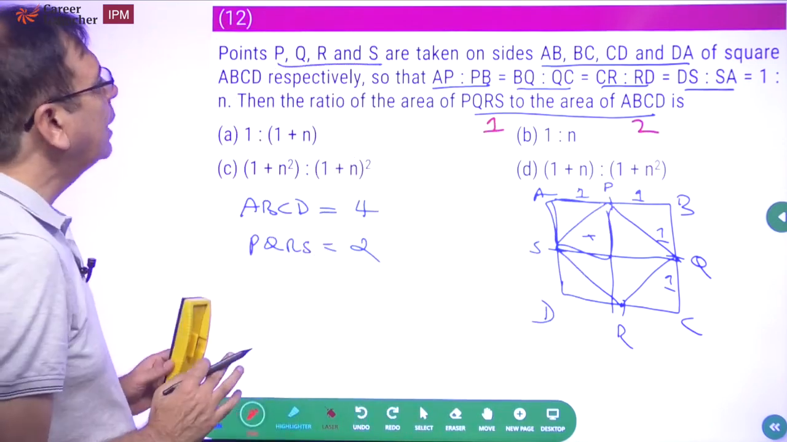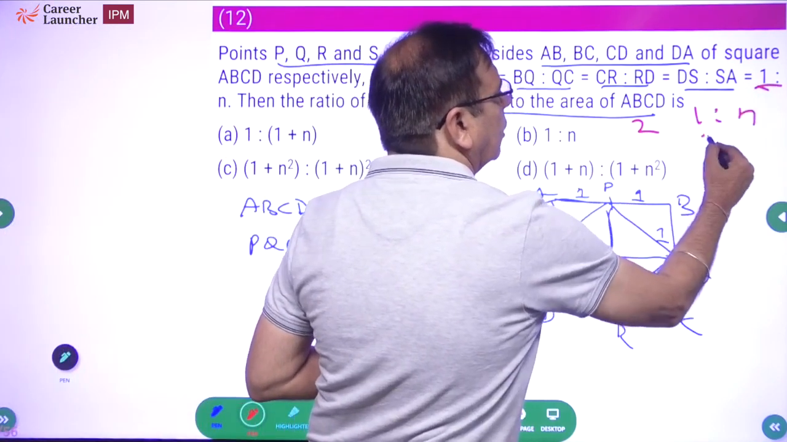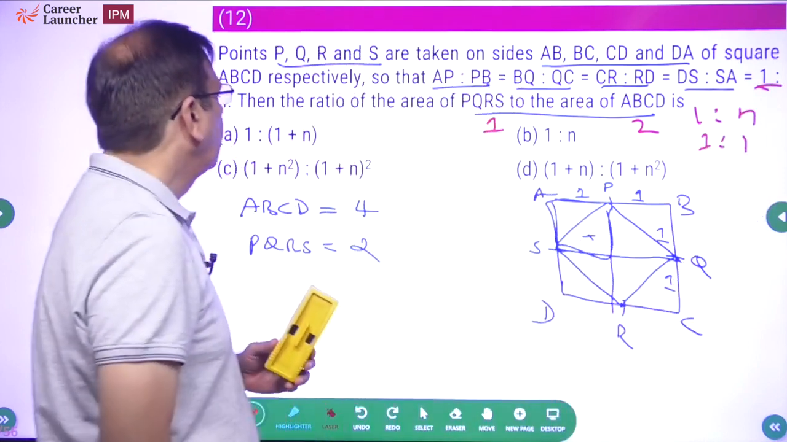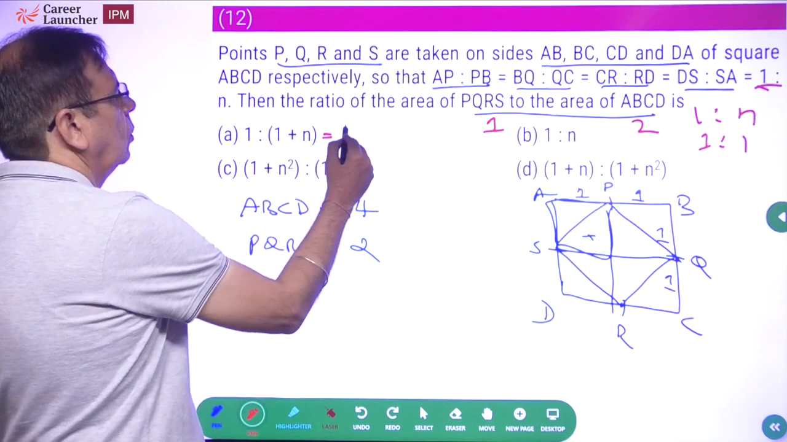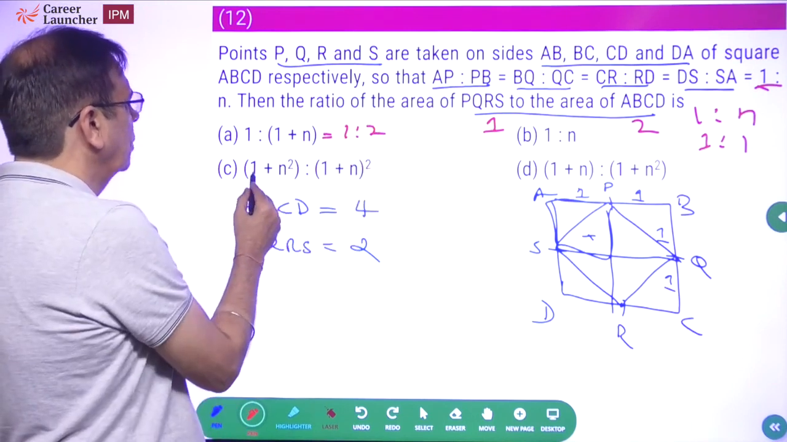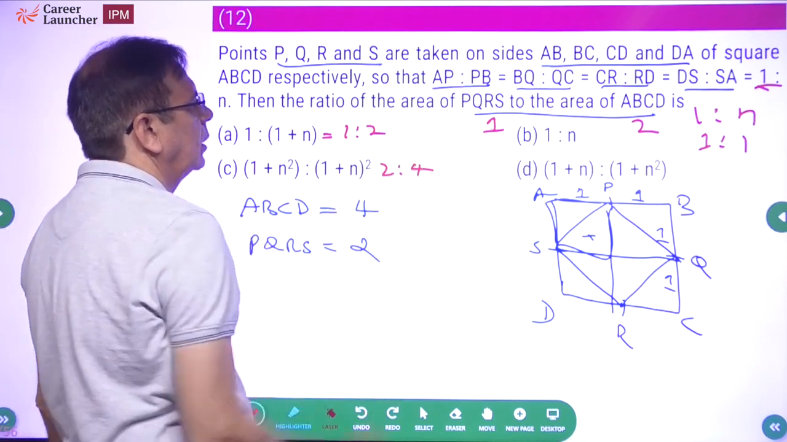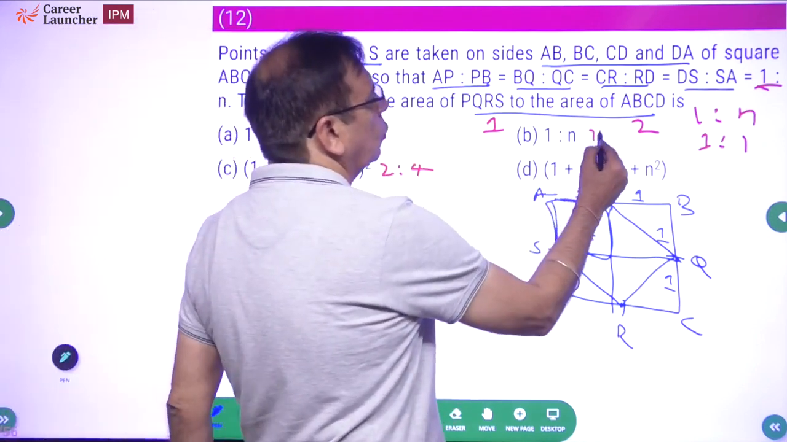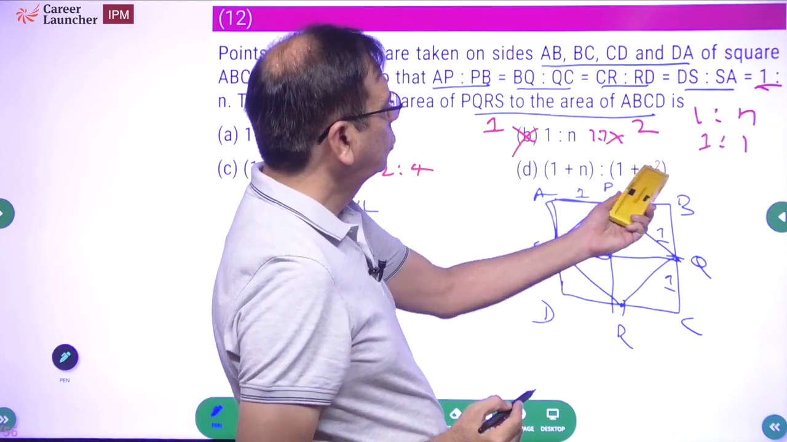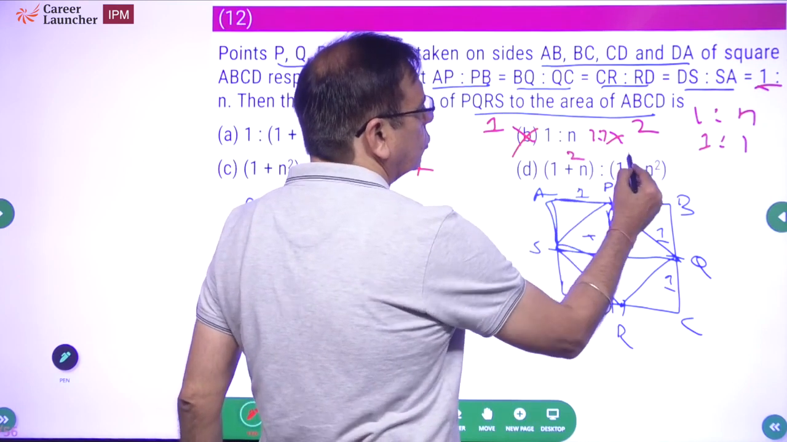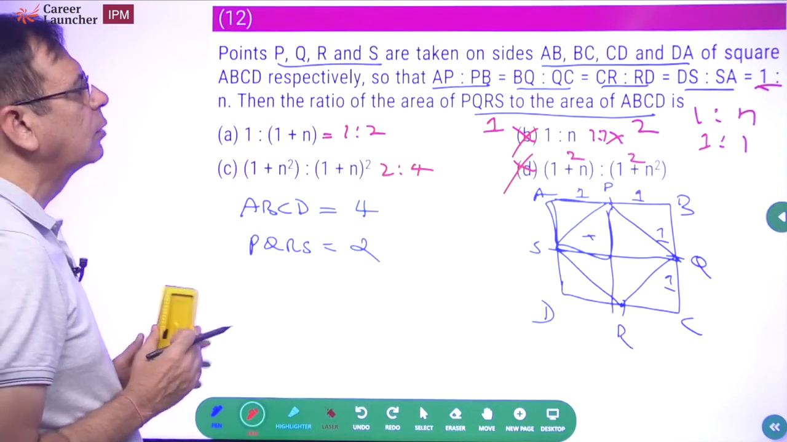Okay. Put n equal to... what is this ratio? 1 is to n. 1 is to n for us is 1 is to 1 to begin with. So put n equal to 1. If I put n equal to 1, what do I get? This is equal to 1 is to 2. What is this? 2 is to 4. This is also 1 is to 2. This is 1 is to 1. Wrong choice. This is 1 plus 1, 2. So this is 2 is to 2. Wrong choice. So answer is either A or C. We have eliminated 2 out of the 4 choices.